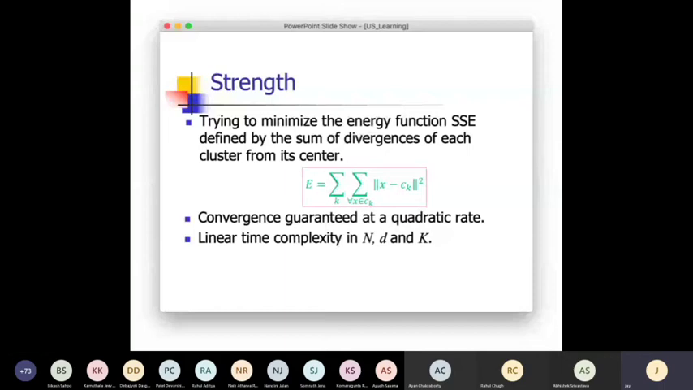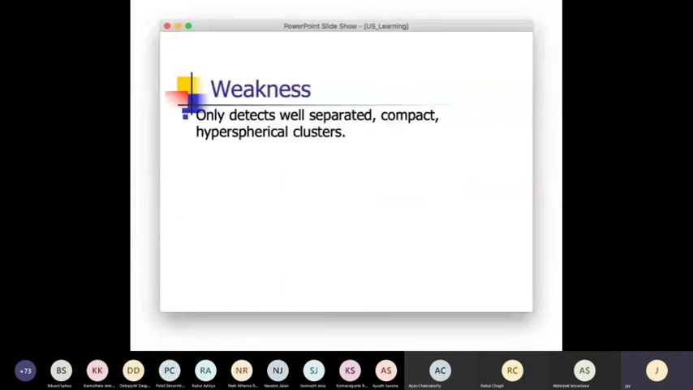And it is versatile, simple, and invariant to data ordering. But what are the weaknesses? It only detects well-separated, compact, and hyperspherical clusters. So that is one of the issues, which means that if my groups are roughly round shaped, then k-means clustering is very good. If you start with any arbitrary partitions, it will probably lead to this kind of partitions very easily.